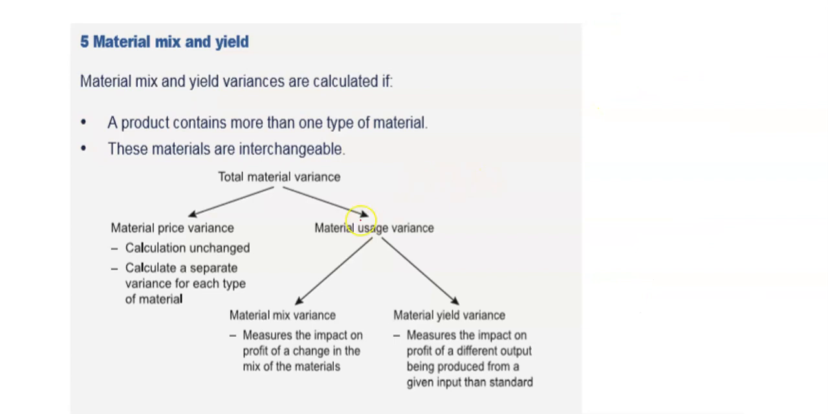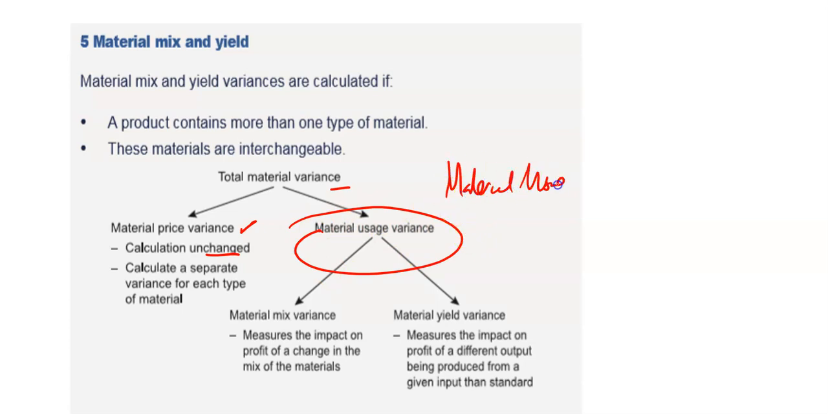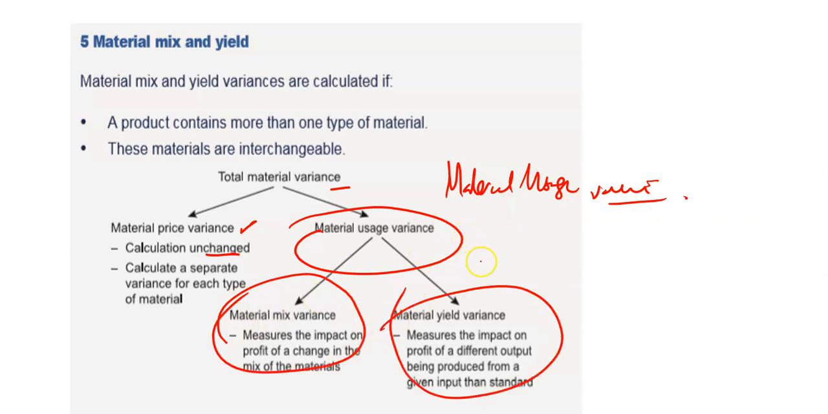You can see here the total material variance being made up of the material price variance, which is what I've said, very much unchanged, and the other thing we are looking at is the material usage variance. The material usage variance is broken up into the mix variance and the yield variance. This measures the impact on the profit as we change the mix of materials.